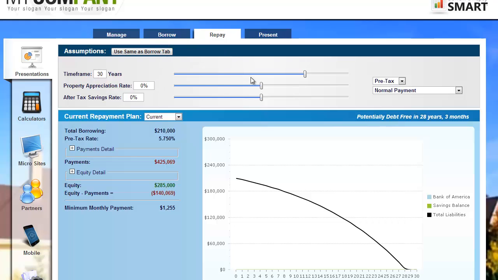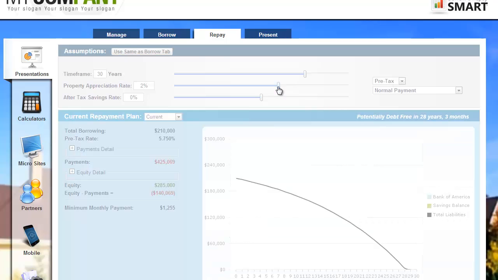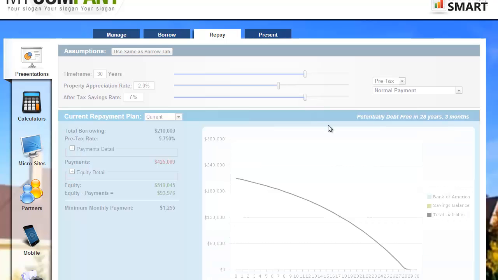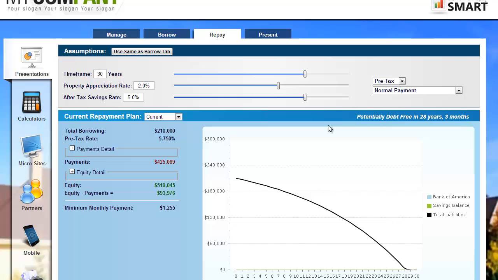You could show a 0% appreciation rate on the borrow screen, and over here say that you want to show a 2% appreciation rate, and everything's going to be recalculated. Maybe you want to show a 0% savings rate on the borrow screen, but over here you're showing some different alternatives. You want to show a 5% growth or savings rate. You can do everything again as a pre-tax or after-tax basis, and then you can pick your payment type.